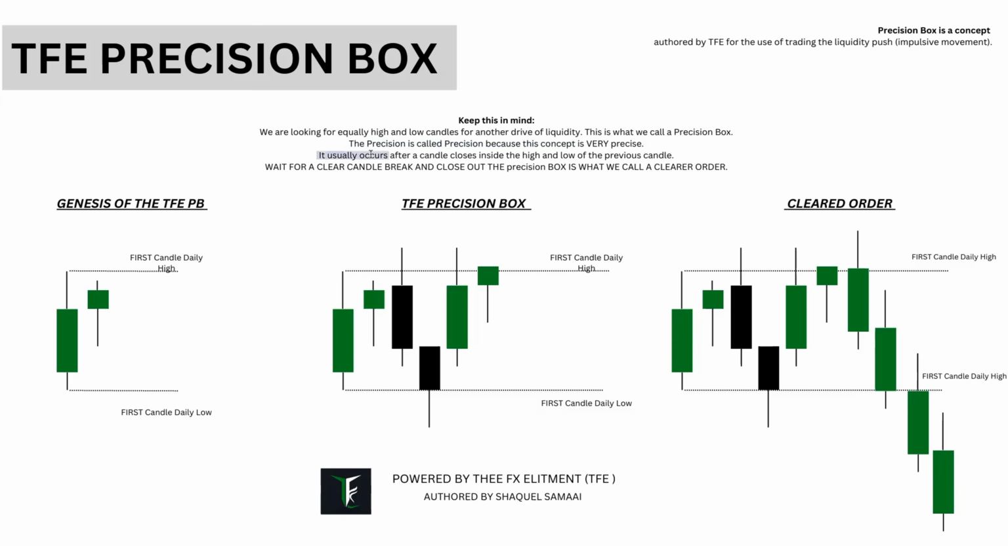On the other end, it occurs after a candle closes inside the high and low of the previous candle, right? And we wait for candles to break and close out of the precision box, also known as the PB, TFE PB, as you can see right here. And this is what we call a cleared order. Once it clears out the box, it's called a cleared order because it has grabbed all the orders and is clearing itself right now.